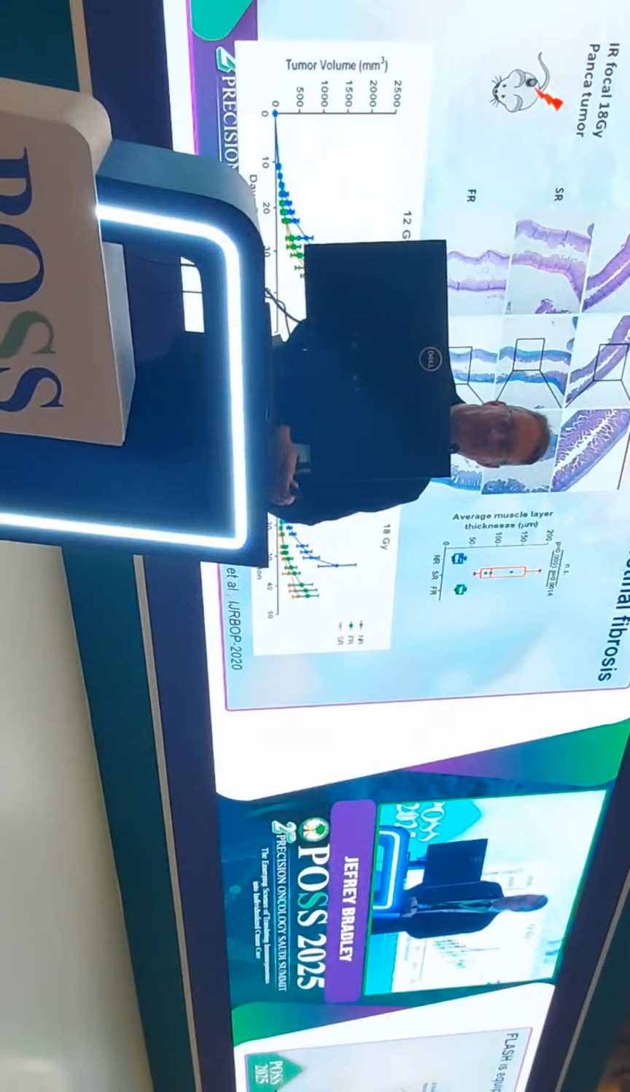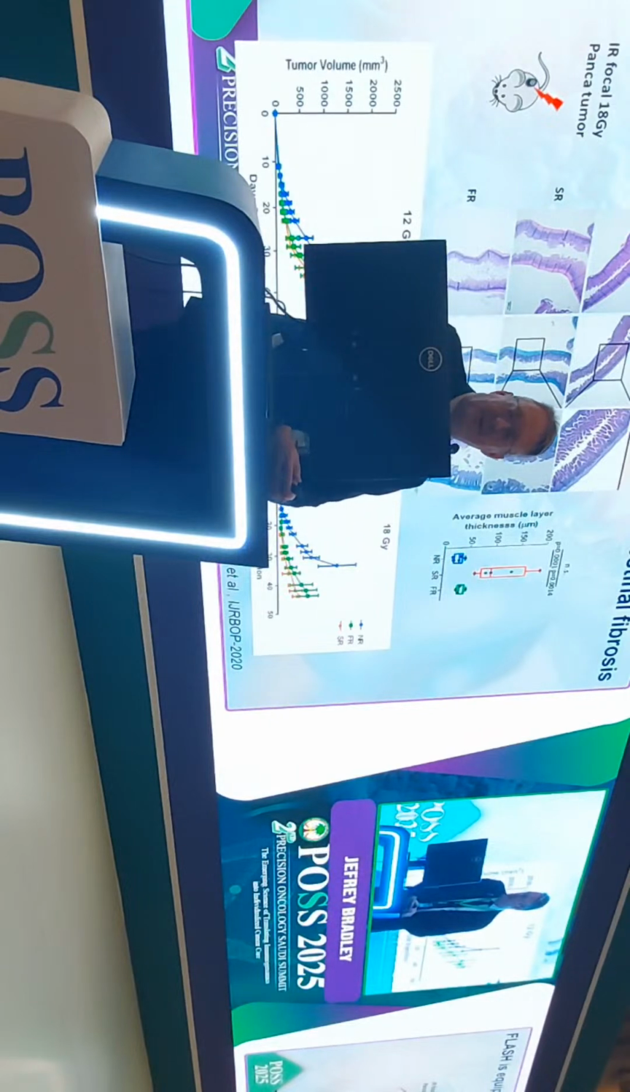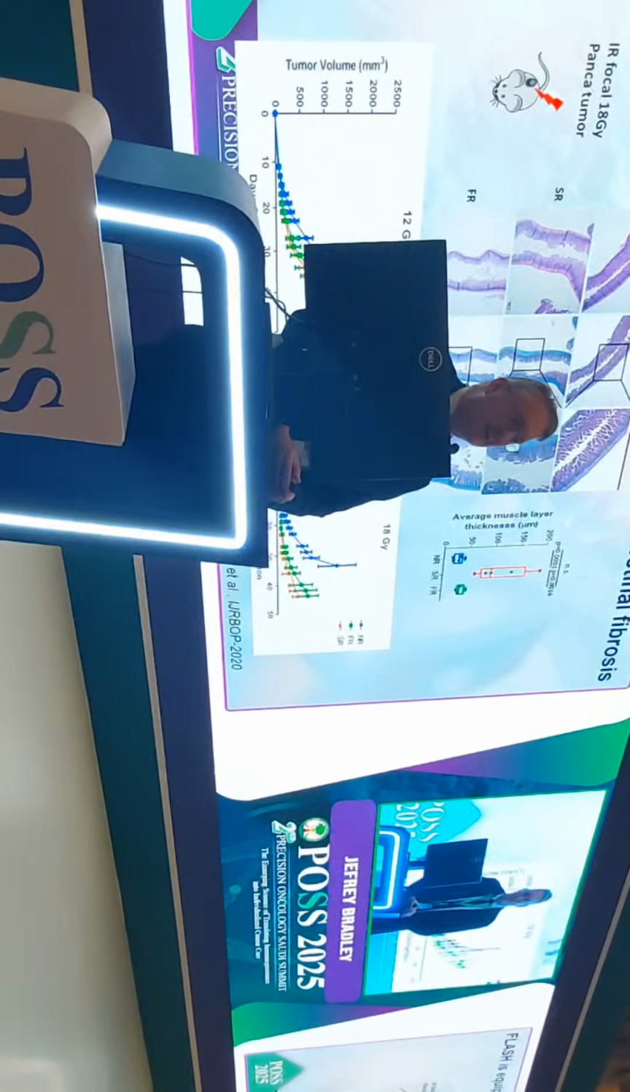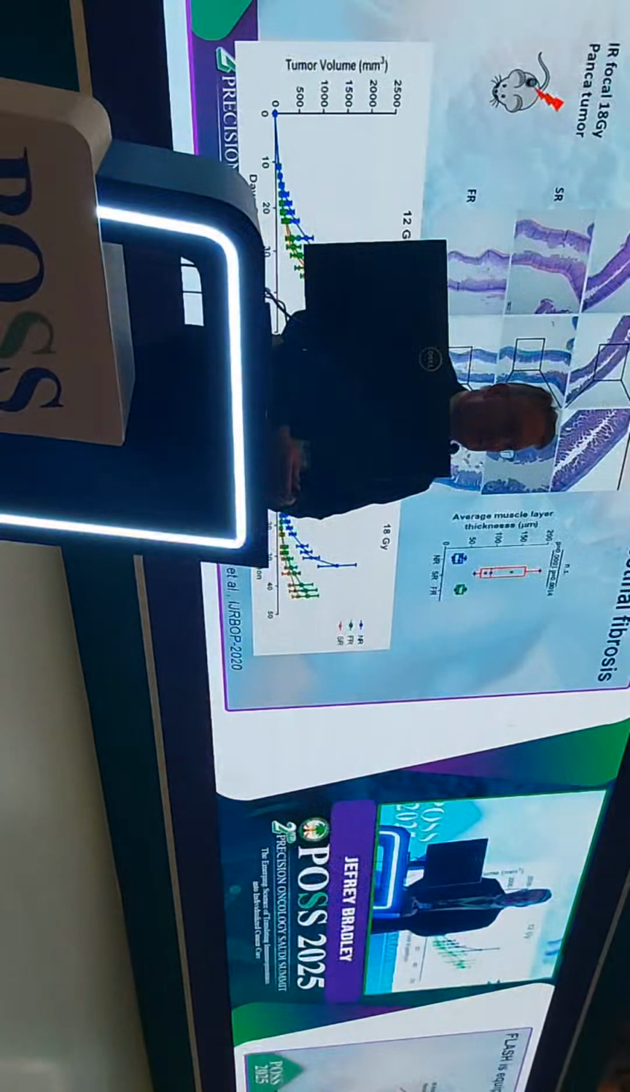This is an example of slides of histology for pancreas cancer, when mice were given whole abdomen radiation and a focal pancreas tumor. You can see on the top that the H&E shows the same, no treatment showed no intestinal fibrosis. SR stands for standard radiation, where you do see intestinal fibrosis. And FR stands for flash radiation, where we are able to spare the intestinal fibrosis. So we have histological proof that flash spares normal tissue.